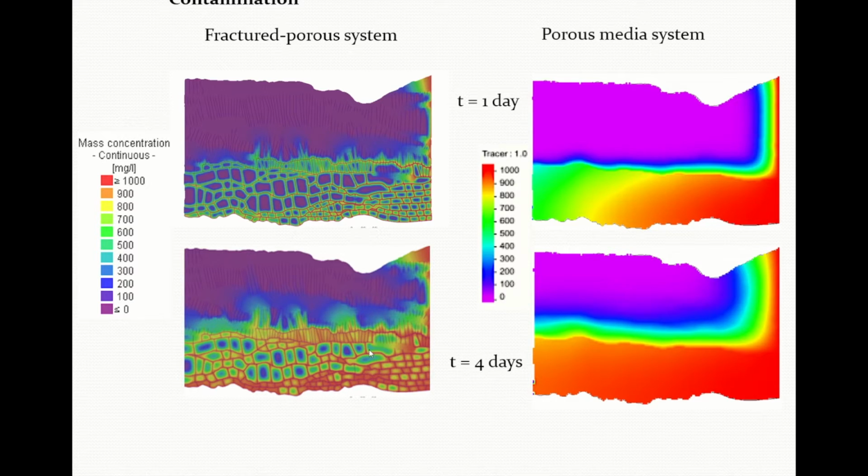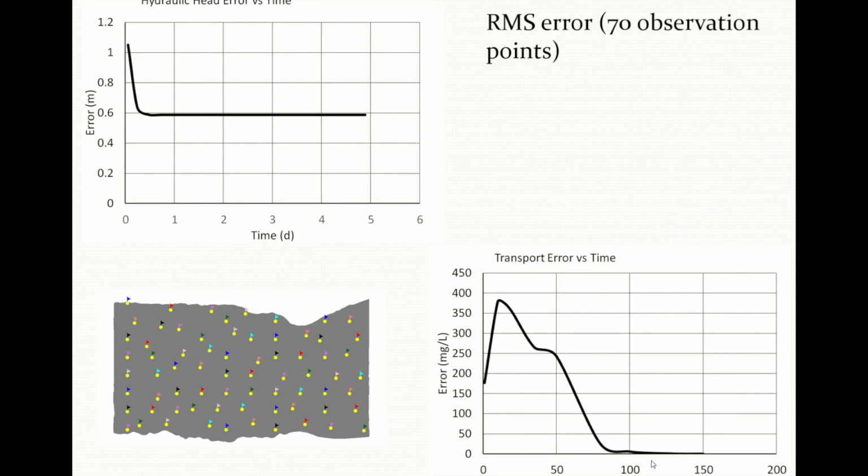So this is after 4 days, for the fracture porous and the equivalent one. And we found the error gets very small, and even smaller very quickly, as we reach a steady state for hydraulic head. However, the error is significant for contamination. So only after 100 days is the accuracy accepted. So the conclusion: we can use the porous media assumption to model water flow, but we cannot really do it for transport.